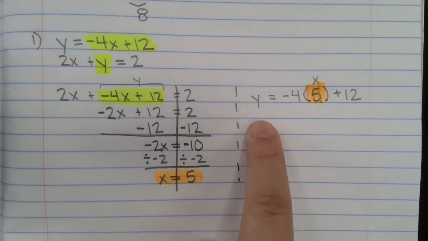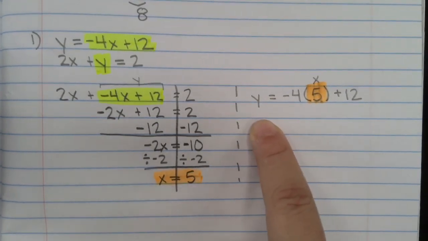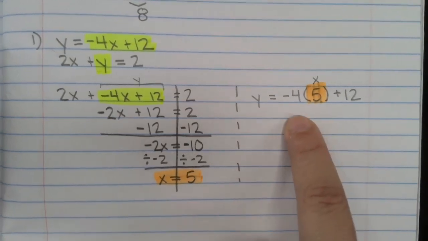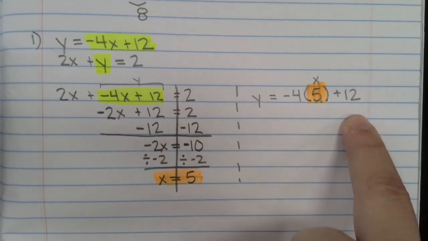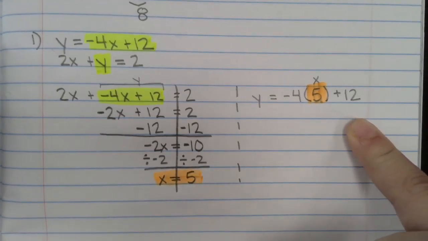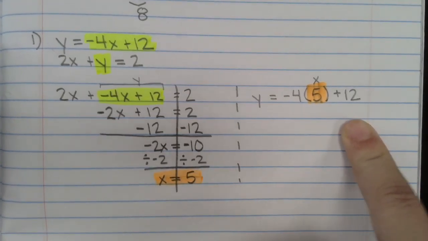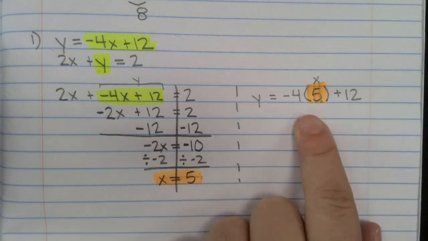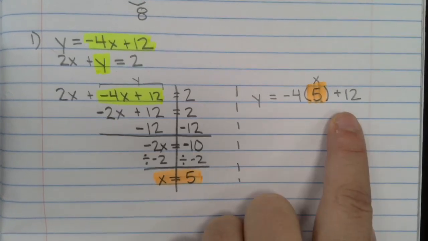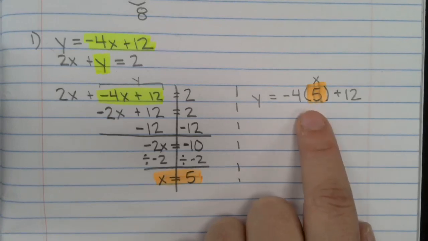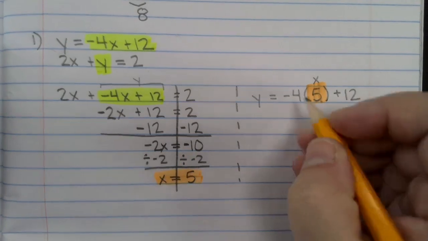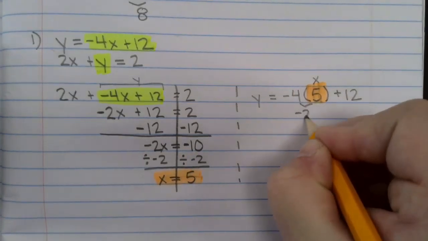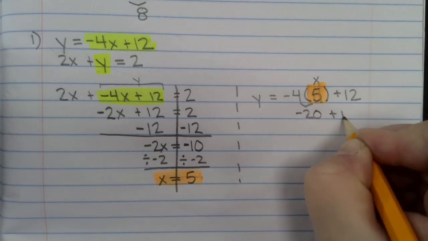And in this one, y is already by itself. So that makes it really easy to find the answer because I just have to figure out what's negative 4 times 5 plus 12. We're going to think of our order of operations. For order of operations, do we multiply first or do we add? Multiply. Good. MD come before AS. So what's negative 4 times 5? Negative 20. Okay, plus 12.